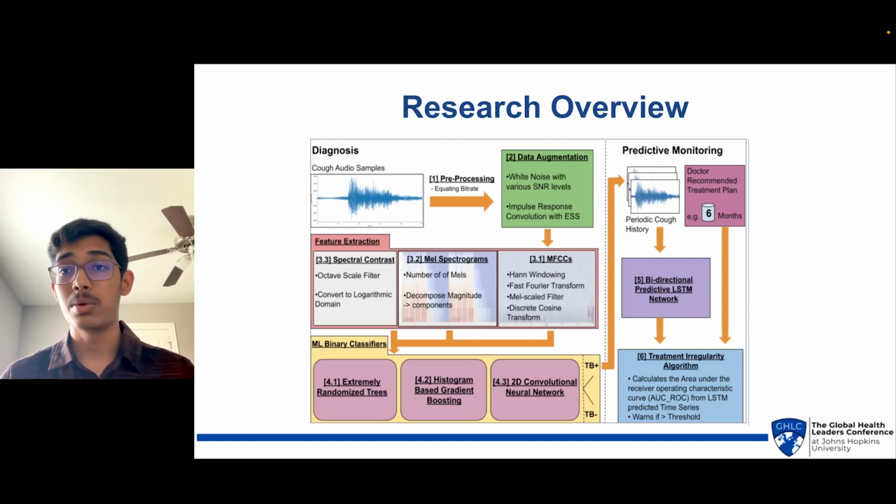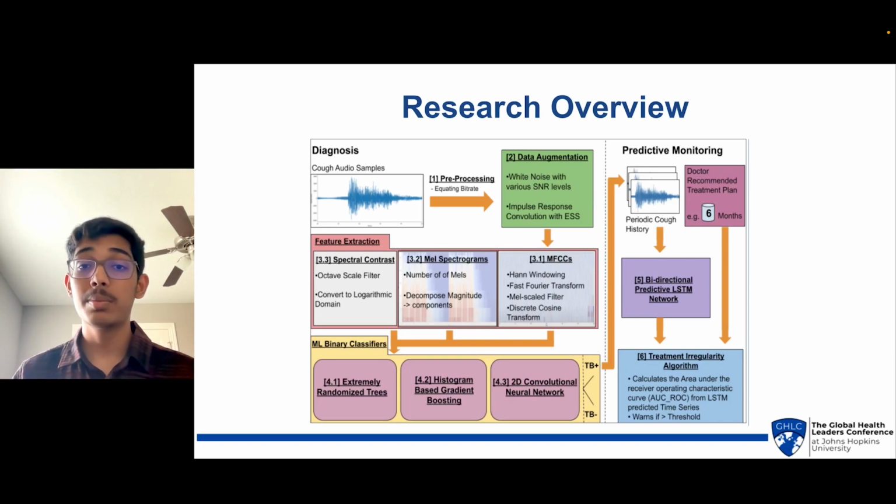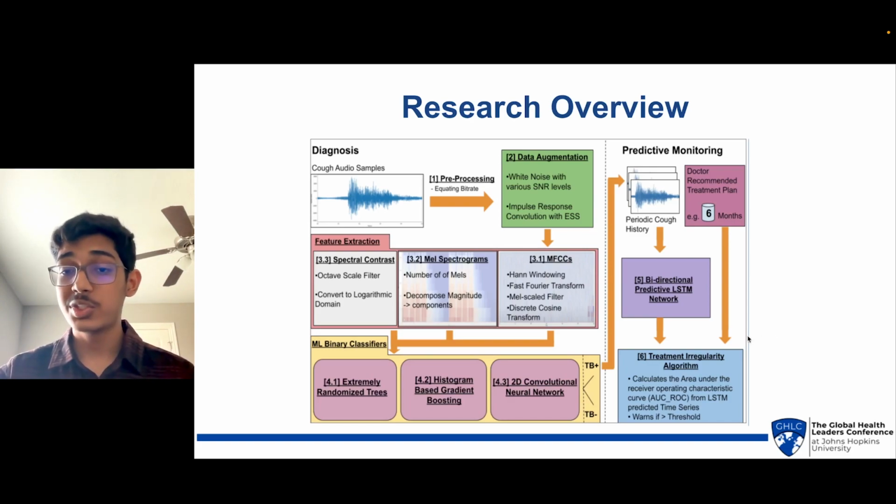An LSTM network is optimal in this case due to the data being history over time. That, in addition to the doctor's recommended treatment plan, would be factored into the treatment irregularity algorithm that warns the patient and doctor if the difference between the actual and expected is greater than the threshold.